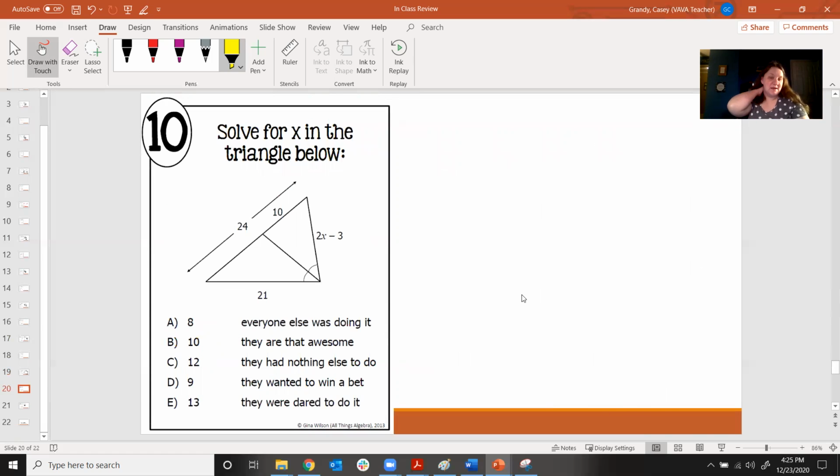And the last one, number 10, I see an angle bisector here. Let's practice what we know about an angle bisector in a triangle, set up a proportion, and solve for x. Do that now.